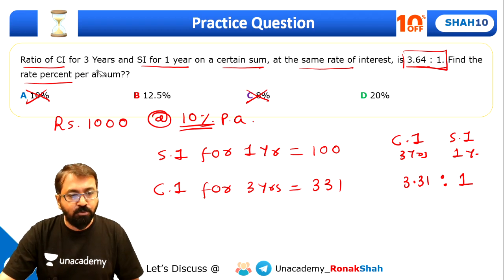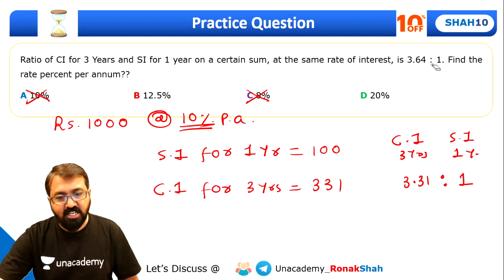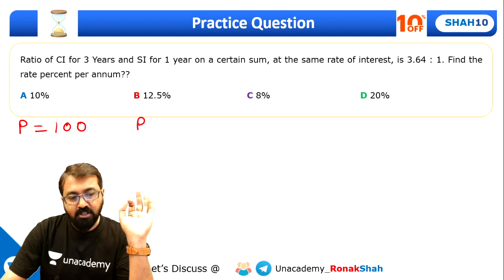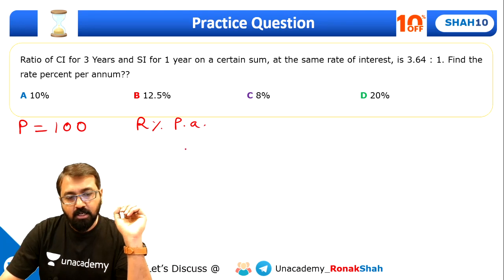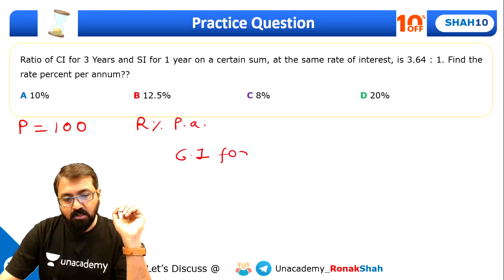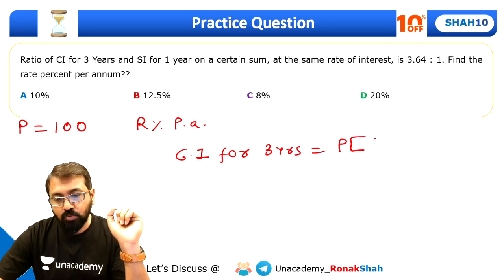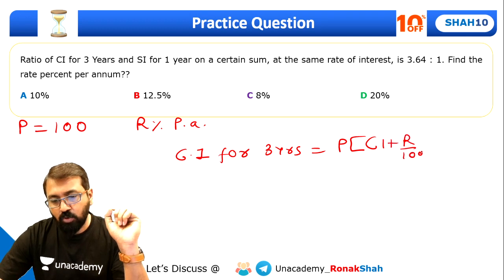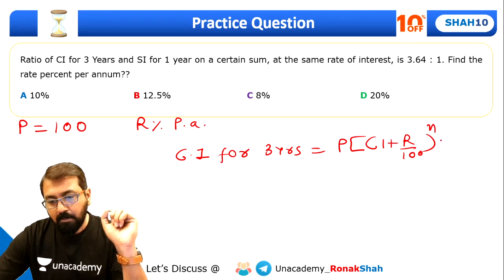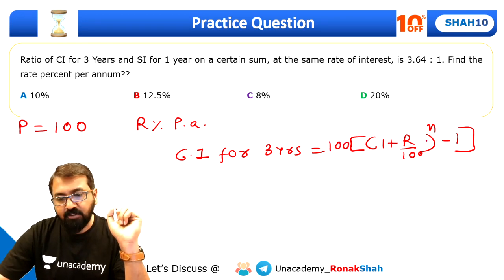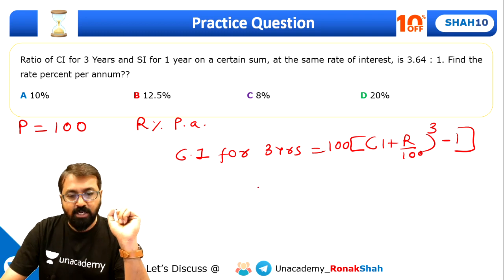So for that, once again we'll proceed and take a different approach. Let's understand how to do it. Let me assume that the principal is rupees 100 and the rate of interest is R% per annum, and this is what we need to find out. Here once again, the compound interest for 3 years: the formula for compound interest is P into (1 plus R upon 100) whole raised to n, minus 1. Now we know the principal is 100 rupees, R we don't know, the number of years is 3, so I'll replace it with these values, right?